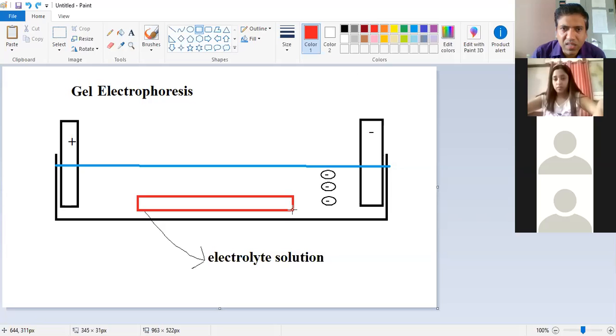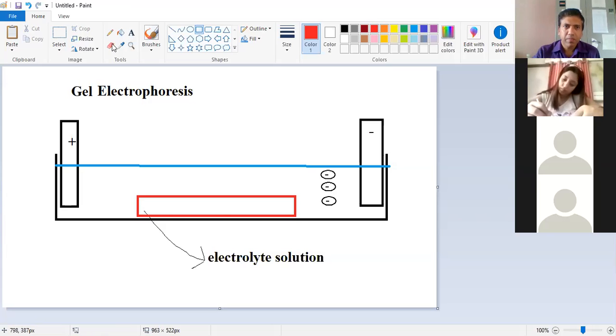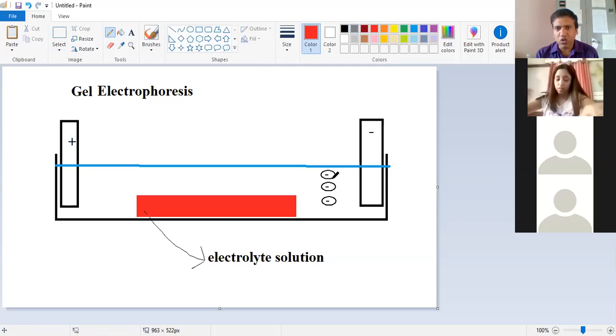So this is the gel submerged in an electrolyte solution. Now what you will do, these DNA molecules which are present over here, or DNA or protein, whatever it is, so these molecules will be placed inside the gel.